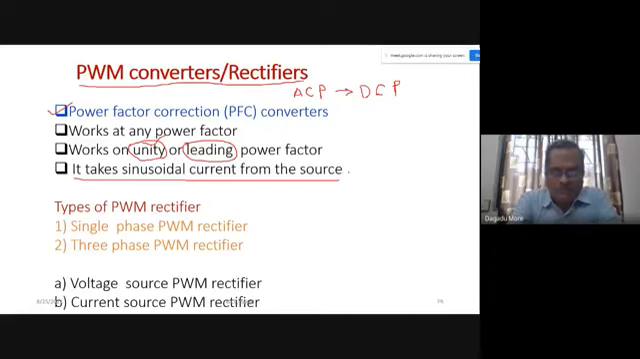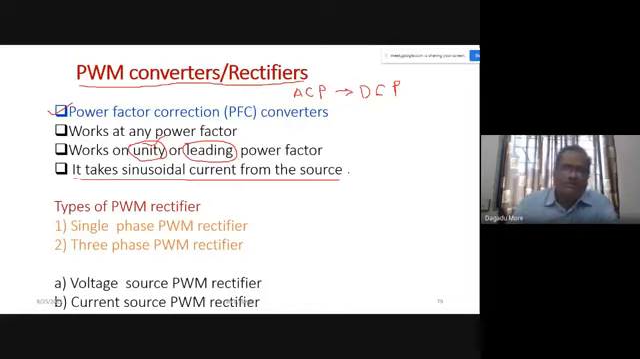Linear load. These PWM converters will work as a linear load on the power system, and the reason is they take a sinusoidal current from the supply and they work at unity power factor.